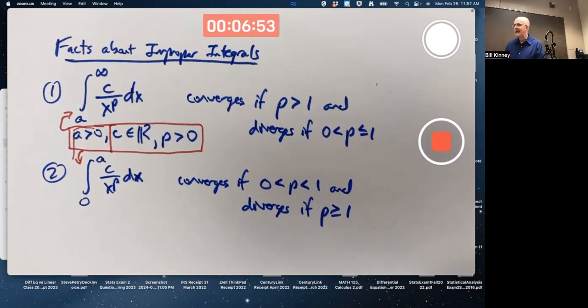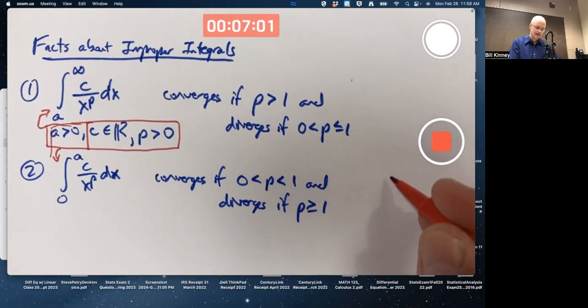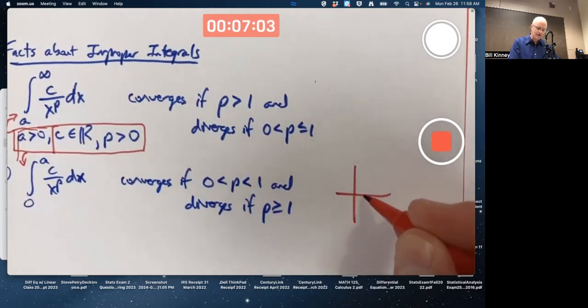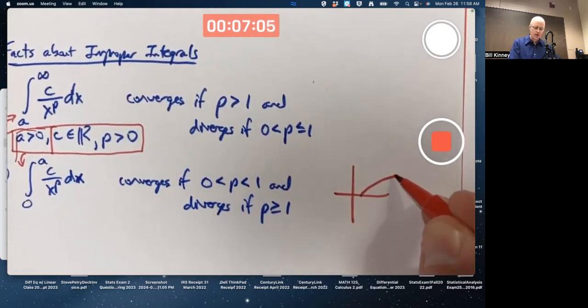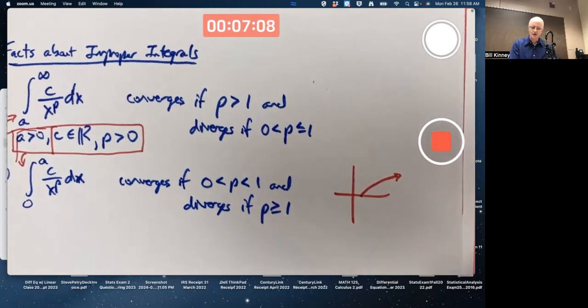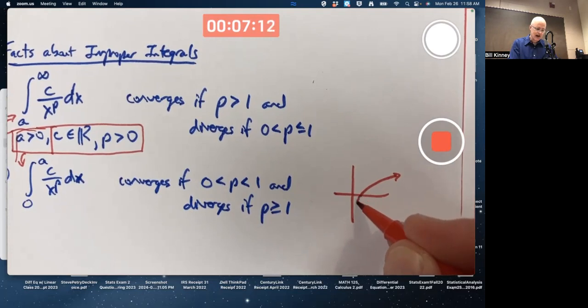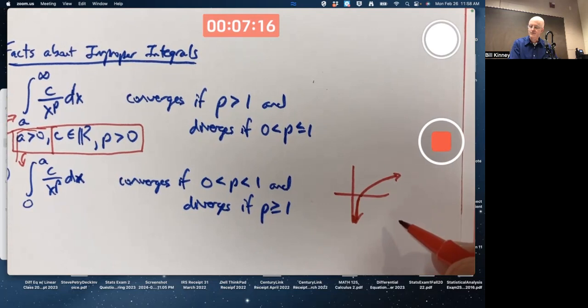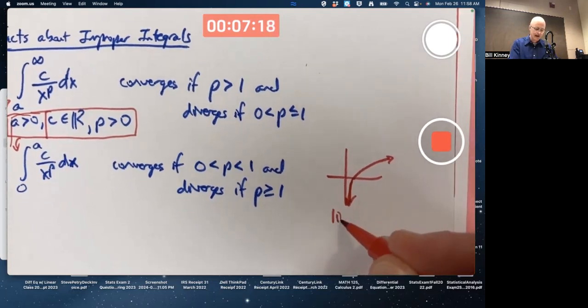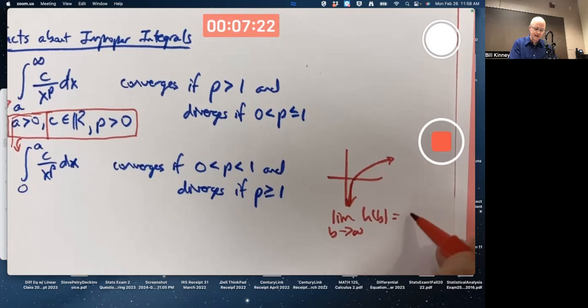P equals 1 is the case where the antiderivative is natural log. And we know the natural log function not only goes up forever and ever without a horizontal asymptote, although it goes up slowly, it goes down forever and ever. It's got a vertical asymptote at x equals 0. The limit as b goes to infinity of natural log of b is infinity.